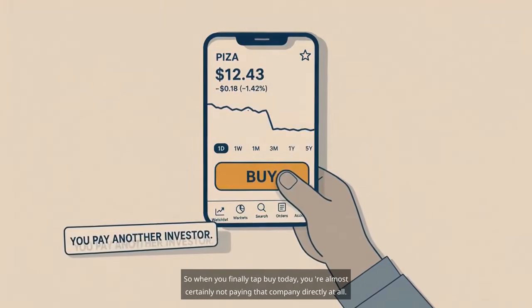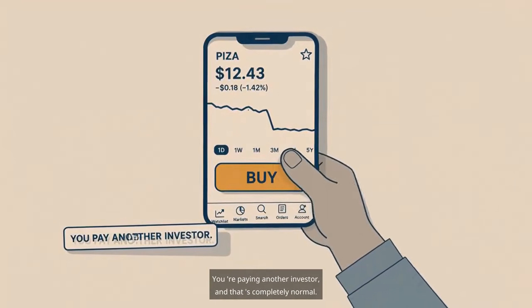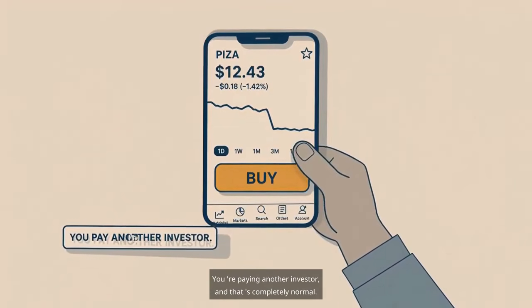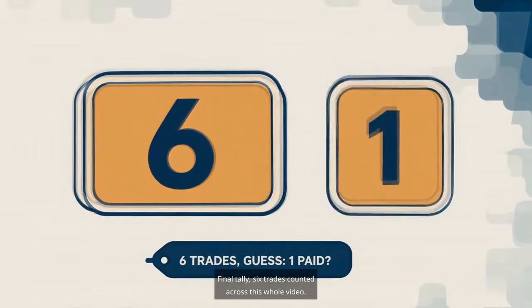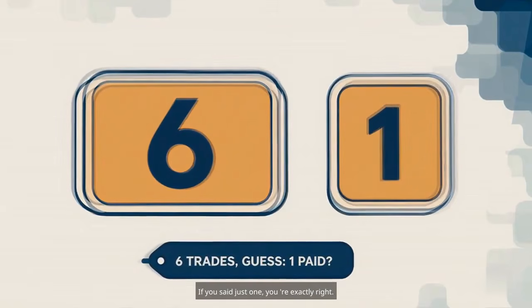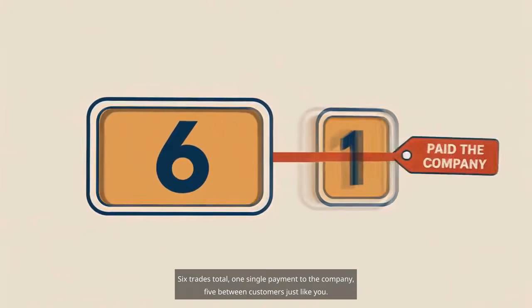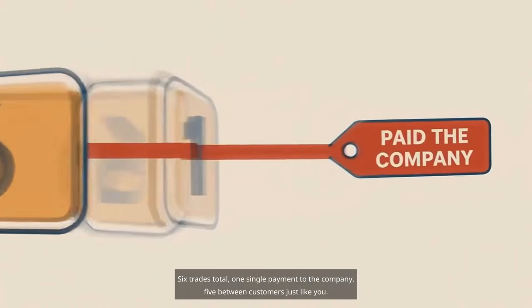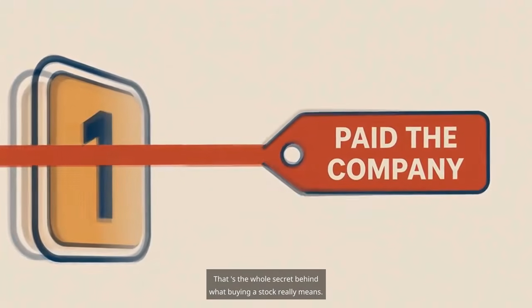So when you finally tap buy today, you're almost certainly not paying that company directly at all. You're paying another investor, and that's completely normal. Final tally, 6 trades counted across this whole video. And your guess for how many paid the pizzeria? If you said just one, you're exactly right. 6 trades total, 1 single payment to the company, 5 between customers just like you. That's the whole secret behind what buying a stock really means.